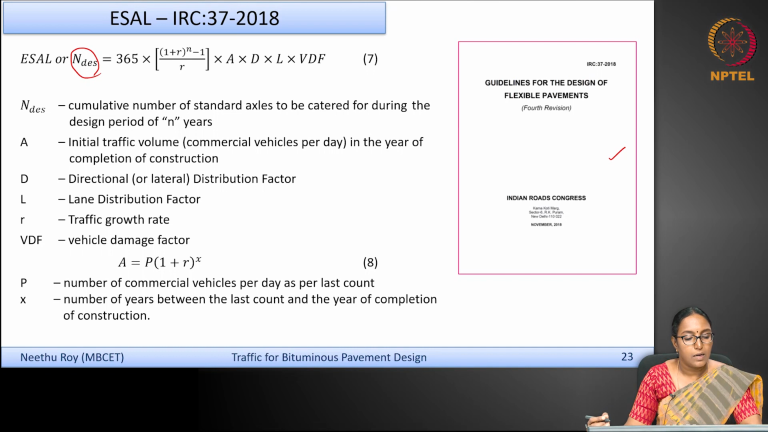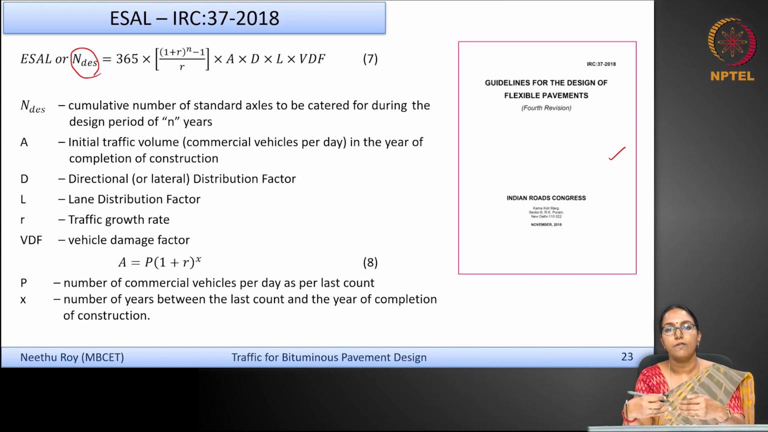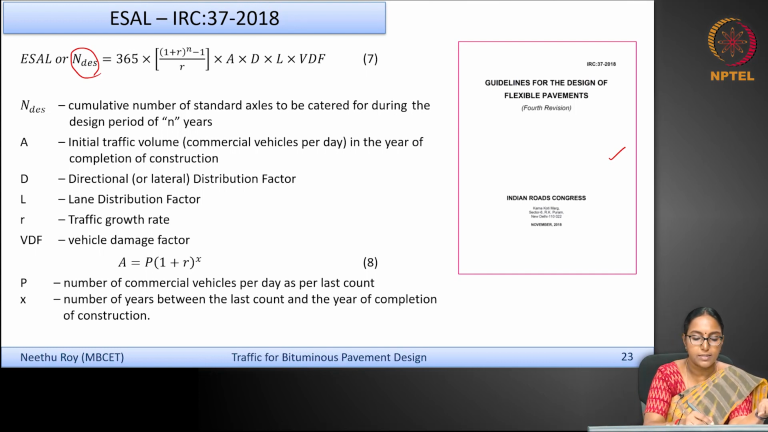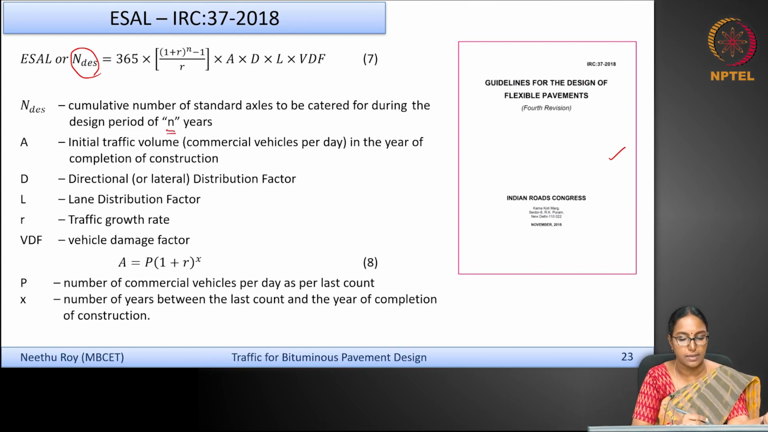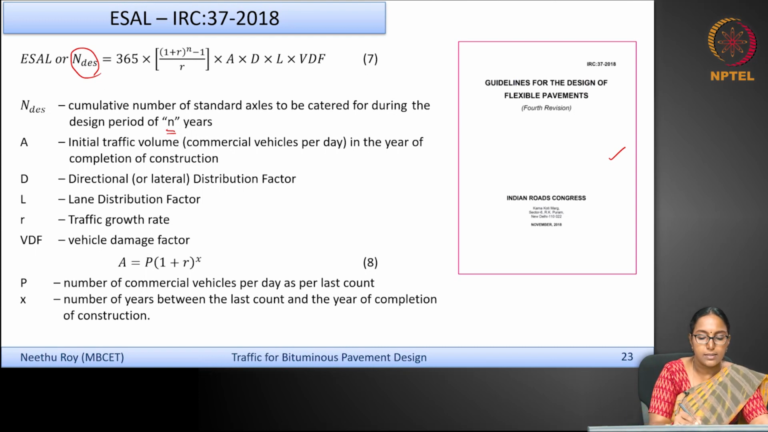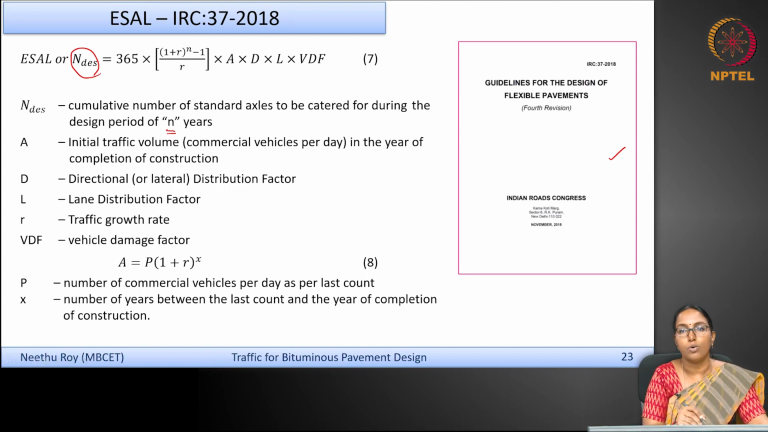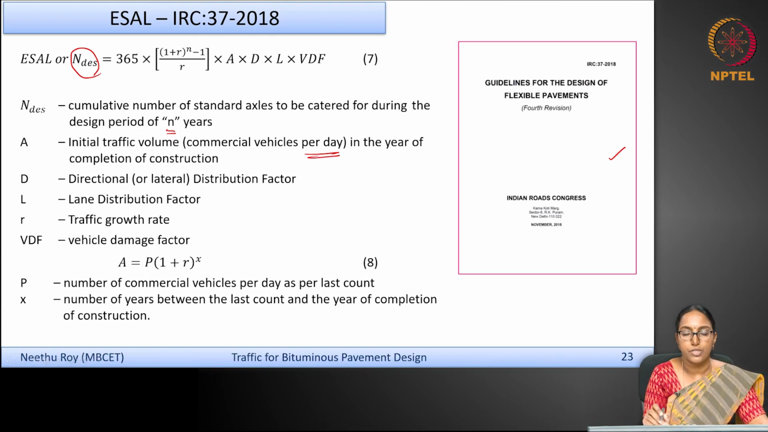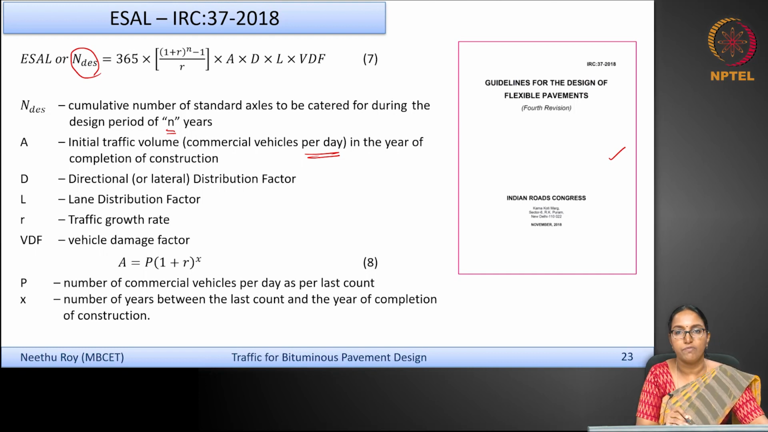Now, what is N design? So, N design is the cumulative number of standard axles that is to be catered during the design for a period of n years. Suppose small n is the number of years for which you are going to design the pavement. Now, A is the initial traffic volume or the commercial traffic volume per day in the year of completion of construction or the date on which you are opening the pavement for traffic.